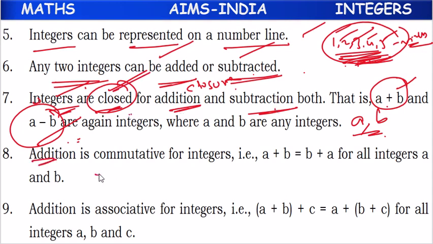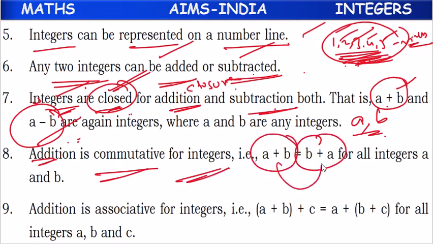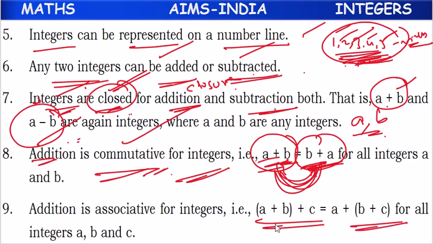So addition is commutative for integers. It means A plus B and B plus A give the same result. So two integers can be added in any order, which means they are commutative in nature. Not only two numbers, three integers we can also add in any way.